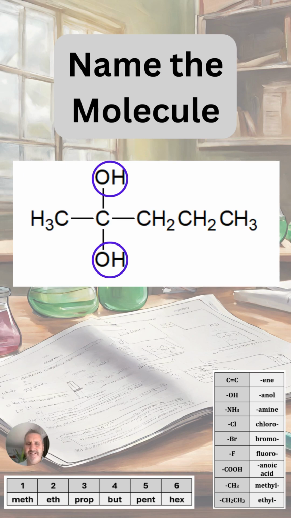Okay, so this molecule has OH groups coming off a main chain. So it is an alcohol. We can see that the main chain contains 1, 2, 3, 4, 5 carbons. So it is a pentanol. What we do notice, however, is that there are 2 OH groups.